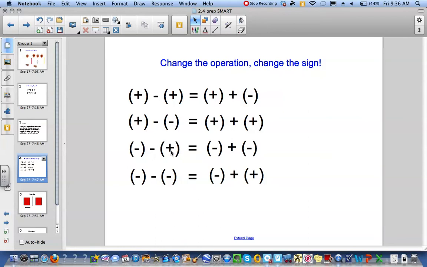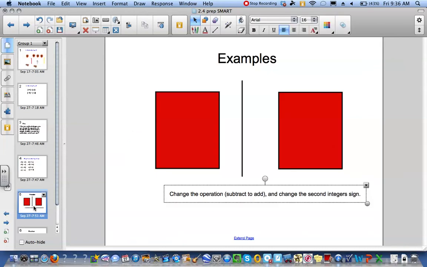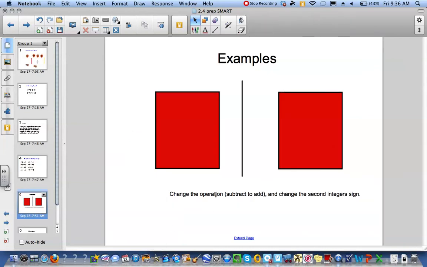When you subtract a positive from a negative, you change the operation to addition, and you change the positive to a negative. You change the operation, you change the second sign. If you have a negative subtracting a negative, you change the operation, change the second sign. So now instead of subtracting a negative, you're adding a positive. This all can be very confusing, so I'm hoping I can show you over here. Again, change the operation, subtraction to addition, and change the second integer sign. When you're doing addition, you don't change addition. We're working on changing subtraction so that it's an easier question to deal with.